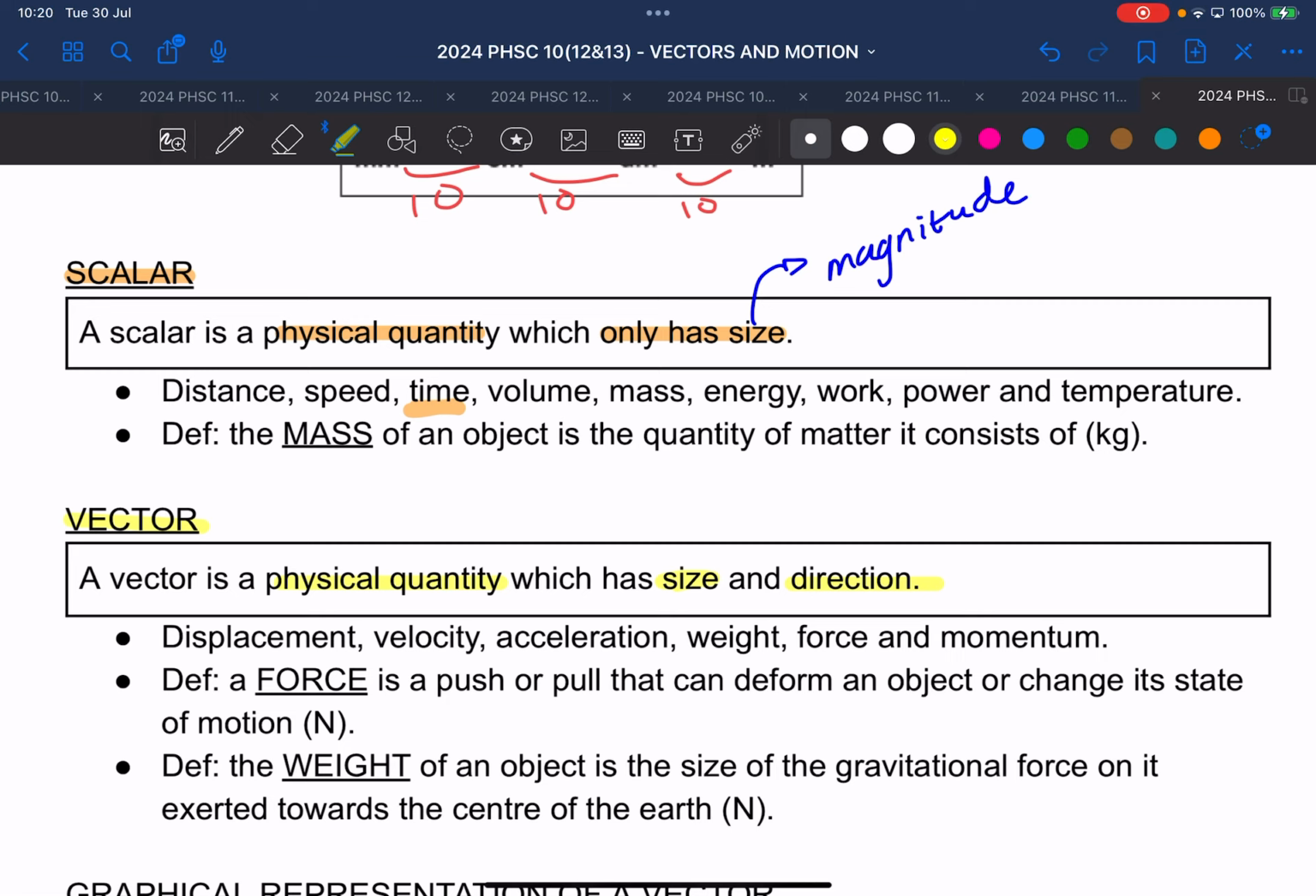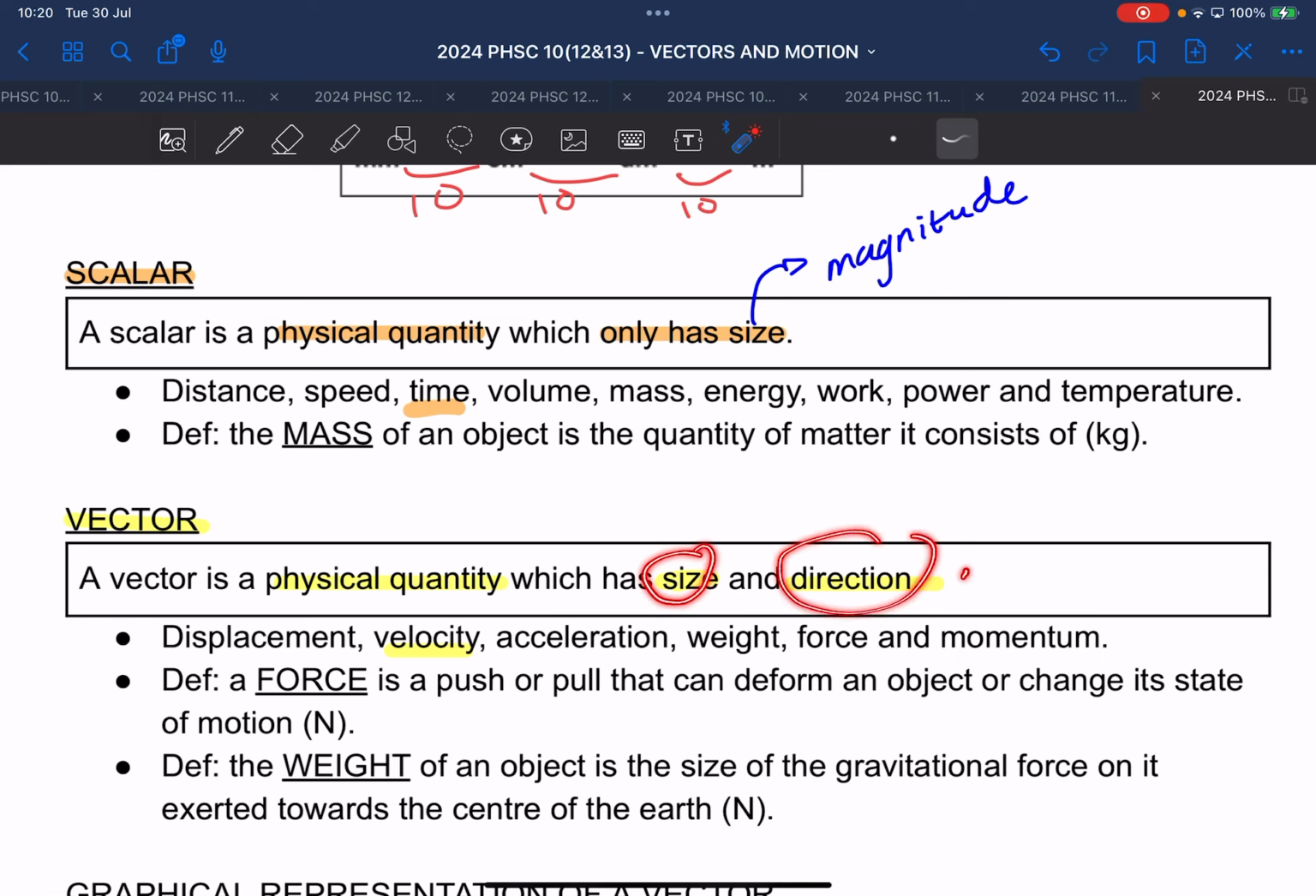Okay? So, for example, velocity. You can move forward and you can move backwards. You can go forward, or you can reverse. Or if you look at force, I can apply a force to the left, or to the right, or I can apply a force up or down, or north or south. You with me? So these things all have size and direction.